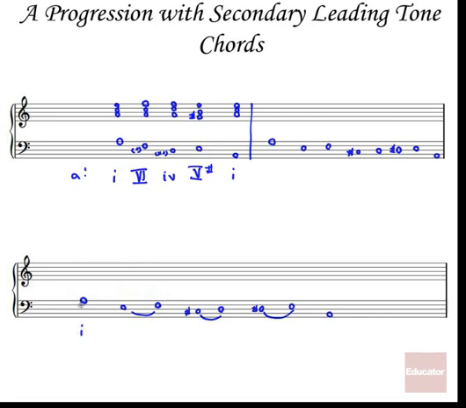So now I can write in the Roman numerals. So I, and this is going to be vii fully diminished 7 of VI, going to VI, of course. This is going to be vii fully diminished 7 of IV, going to IV. And this is going to be vii fully diminished 7 of V, going to V, and then back to I.